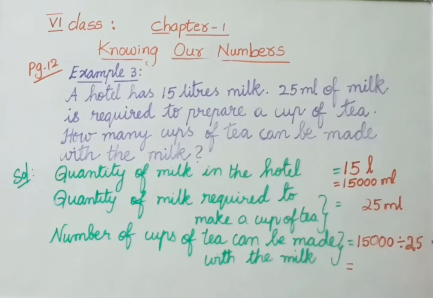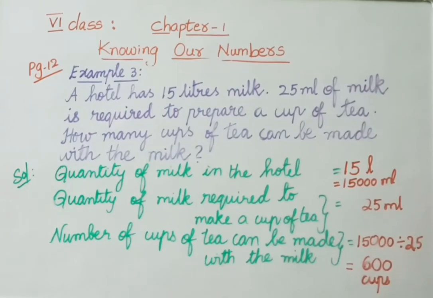25 table, 150 will be 6 times, and write down these two zeros. So when you divide 15,000 by 25, you will get the answer 600. That means 600 cups of tea can be made from 15 liters of milk.